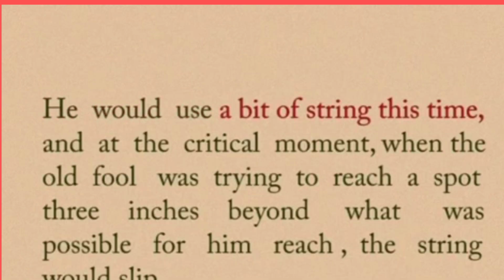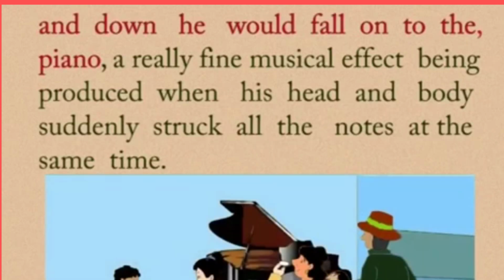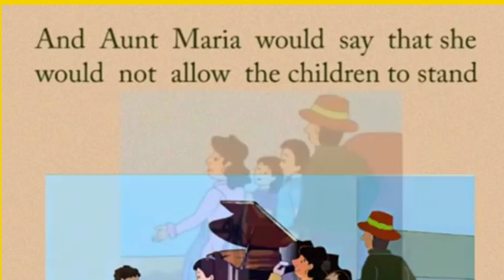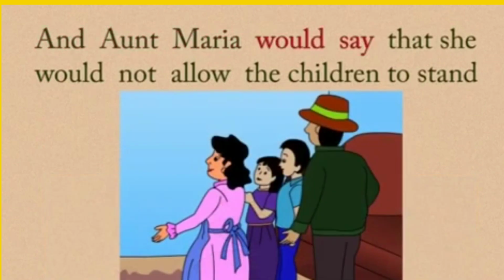He would use a bit of string this time, and at the critical moment, when the old fool was trying to reach a spot 3 inches beyond what was possible for him to reach, the string would slip, and down he would fall onto the piano, a really fine musical effect being produced when his head and body suddenly struck all the notes at the same time. And Aunt Maria would say that she would not allow the children to stand round and hear such language.